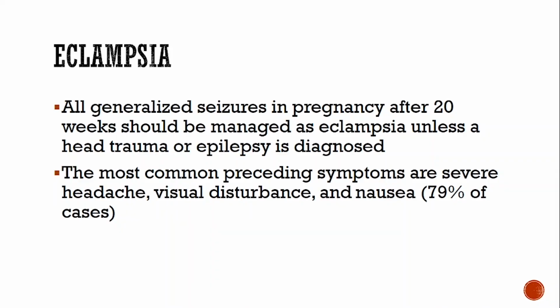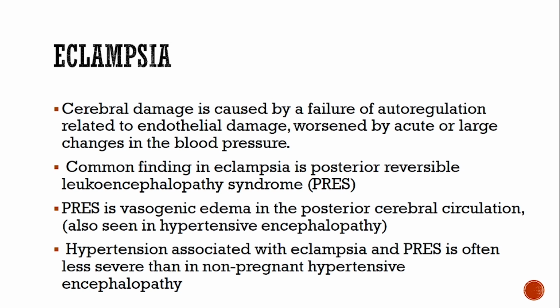Up to 79% of cases will have these preceding symptoms. In other neurological disorders we call them aura, but in preeclampsia we prefer to be a little bit economical with words. Cerebral damage is caused by a failure of autoregulation related to endothelial damage, worsened by acute or large changes in blood pressure. One of the theories of preeclampsia talks about vasogenic factors, release of toxins, oxygen radicals, and damage to endothelia. Because it is widespread, it can also occur in the vessels in the brain, and when they are damaged, water can leak into the interstitium and lead to edema. When there is cerebral edema, because the skull is non-yielding, that can lead to neurologic changes and seizures.